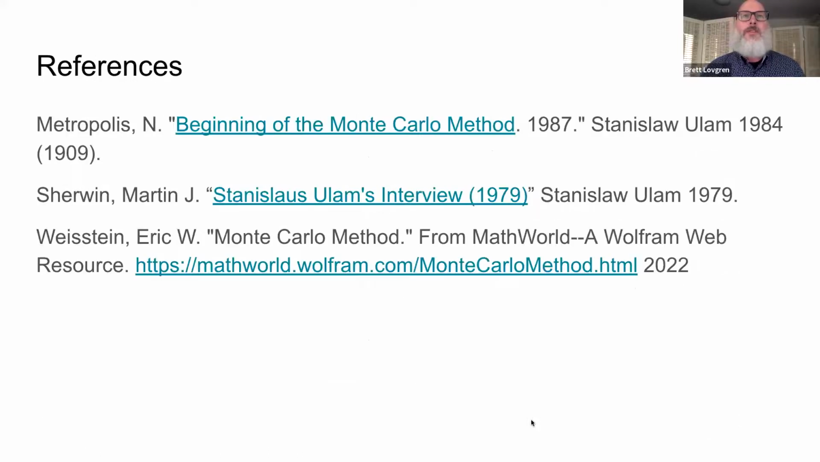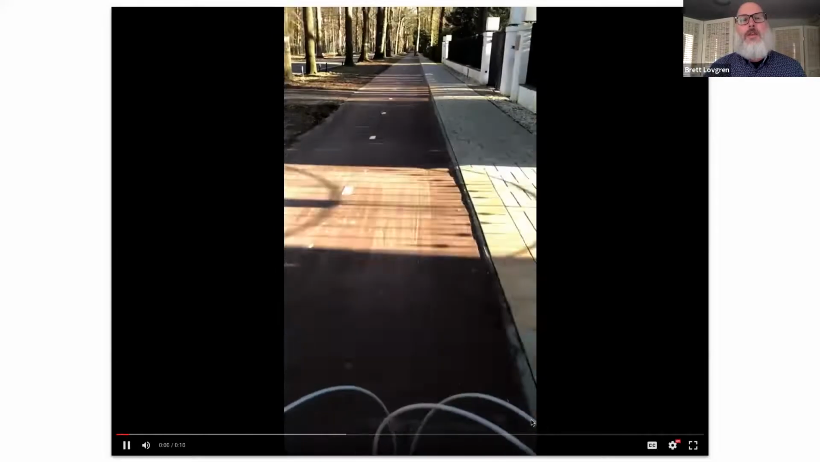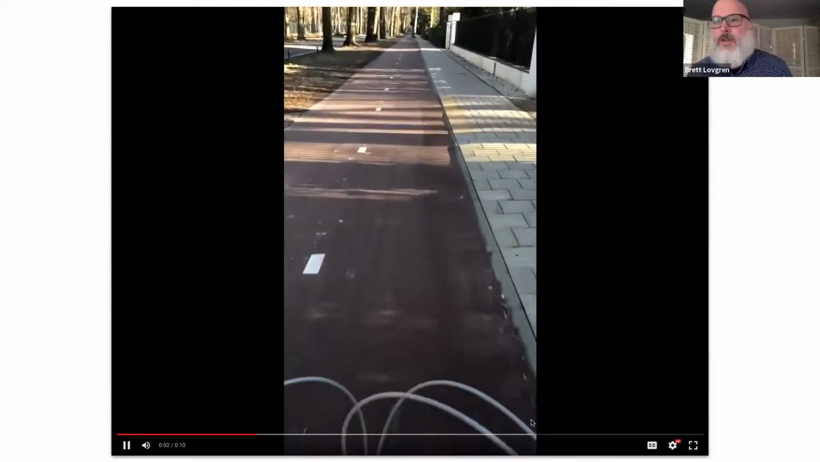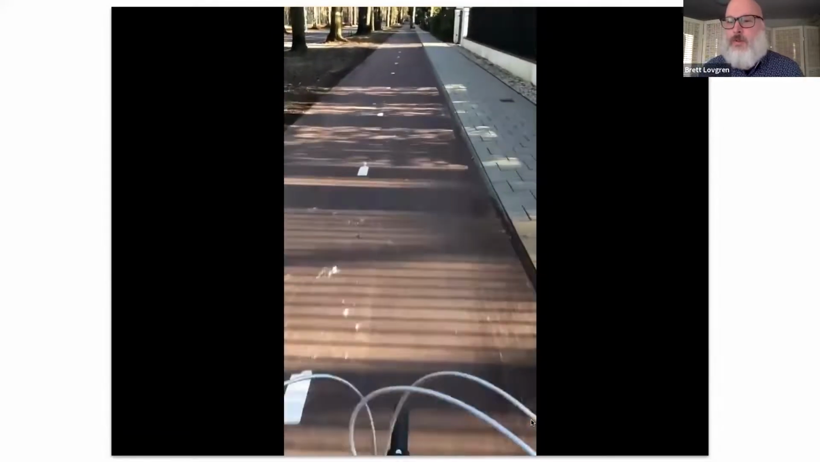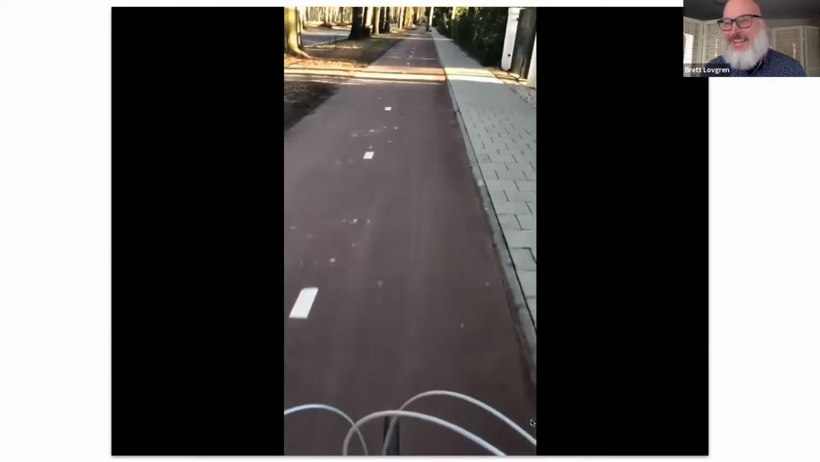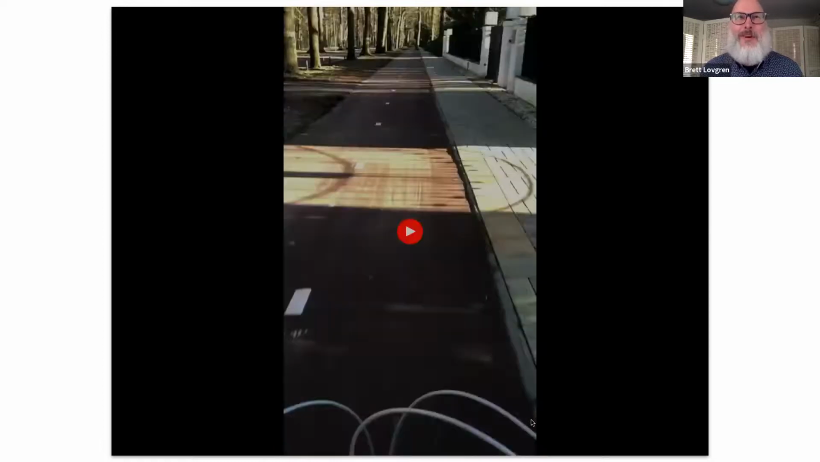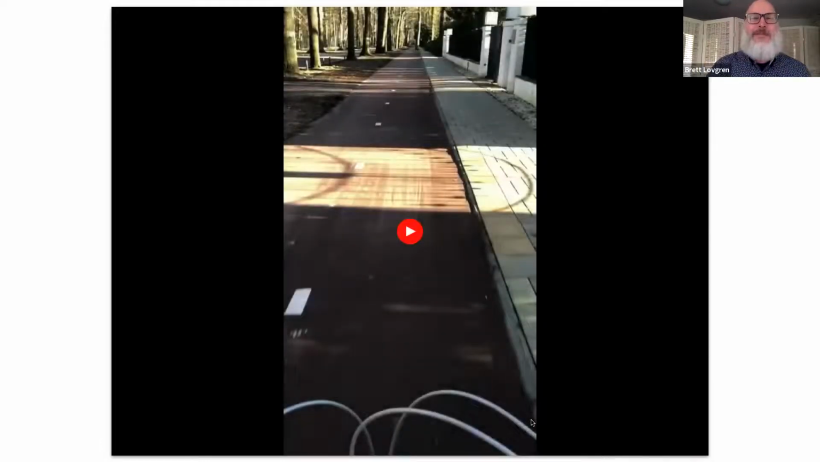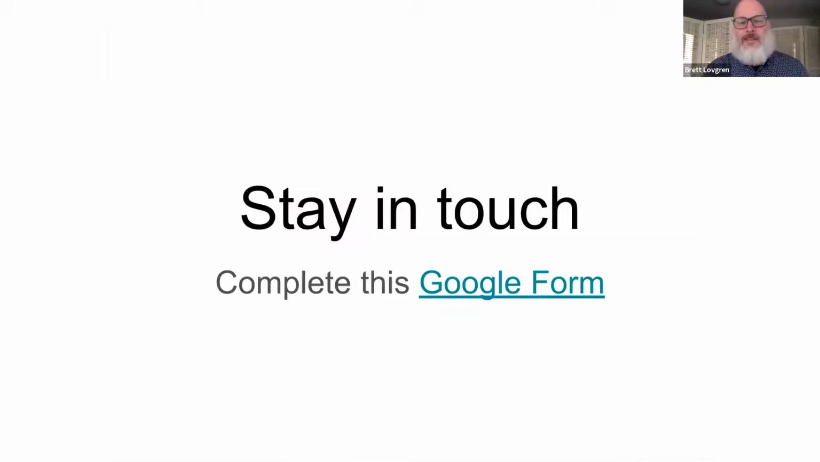So that was it, and I'll leave you with the daily commute here in the Netherlands. This is when I would think about what the lesson was going to look like on my daily commute to work. So that's how this lesson came about and the evolution of it. So thank you for listening to the Monte Carlo method lesson.